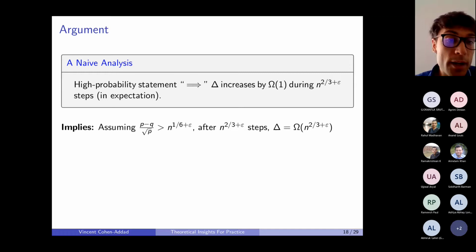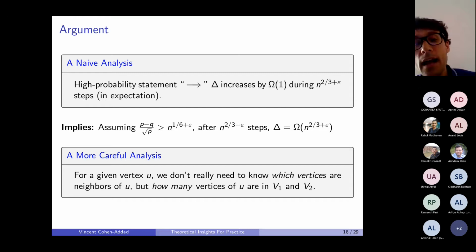Good. And now we have an argument that says that this high probability statement that I just gave you implies that the imbalance, the number of correctly classified vertices, is going to increase by a constant factor during n to the 2/3 plus epsilon steps in expectation. So assuming that p minus q over square root p is larger than n to the 1/6 plus epsilon, after n to the 2/3 steps, we have increased delta to be at least n to the 2/3 plus epsilon. So we started with delta being like root n. Now we have a delta that is like omega of n to the 2/3 plus epsilon. After that many steps, we have increased our delta. So we're happy.